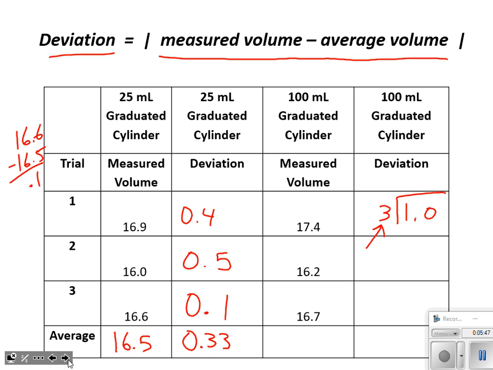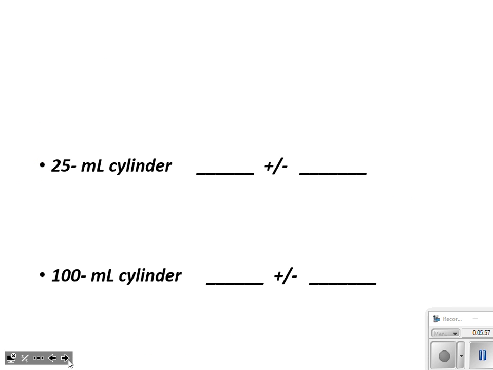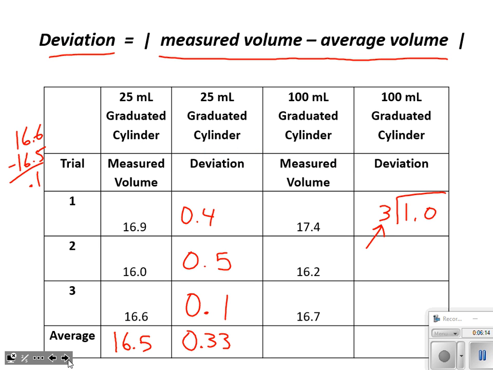Okay, so I'm going to switch ahead. My average is 16.5, 0.33. So I'm going to put this in here, 16.5 plus or minus 0.33. So basically, when we're doing the deviation, we are seeing how close these values are to each other. What is that? How close each of your measurements is to each other, Austin? That is the precision. Okay? That is the precision. We're seeing how precise we are.